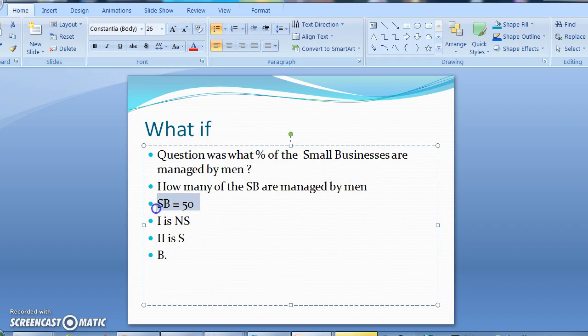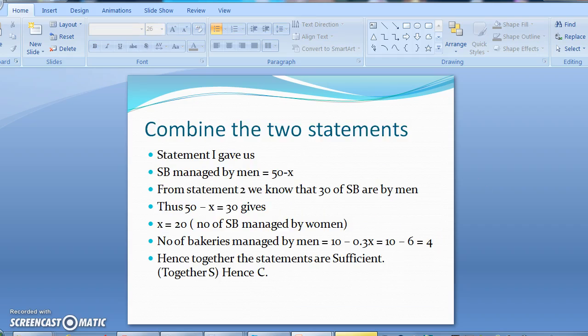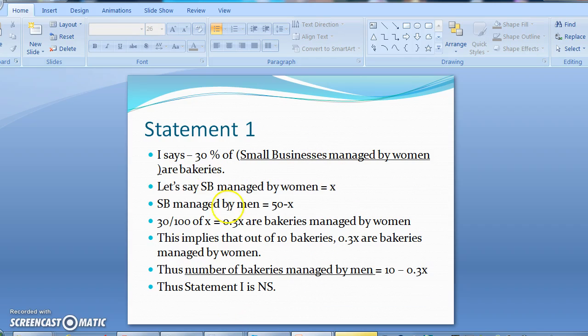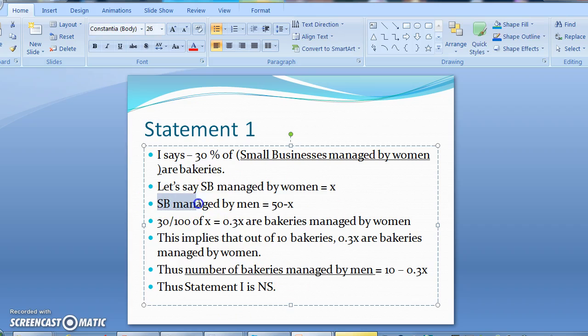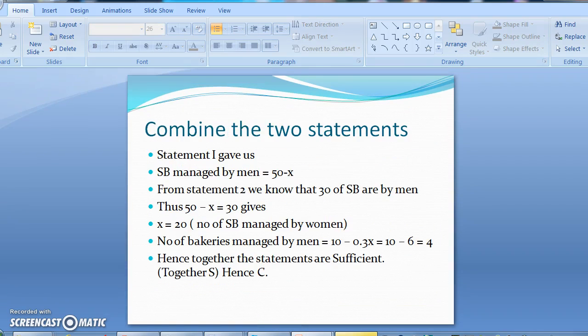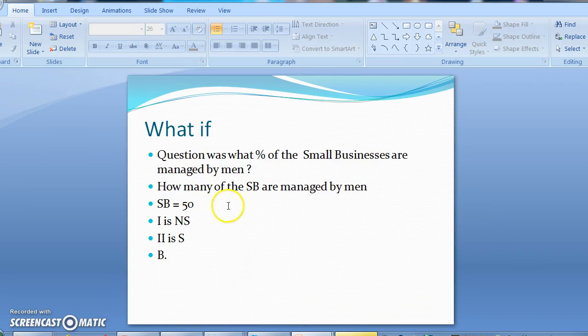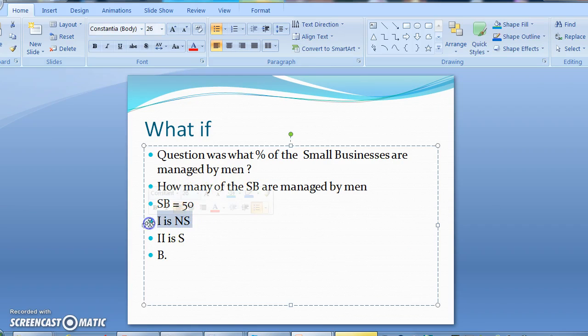We know that the number of small businesses is 50, because again we can start with the total as 100. Now, out of this, how many are by men? Let's go to statement 1. Statement 1 said that the number of small businesses managed by men is 50 minus x, where x was the number of small businesses managed by women. But do we get an answer for this from this statement? x is unknown over here, hence statement 1 still will not be sufficient to answer this question.